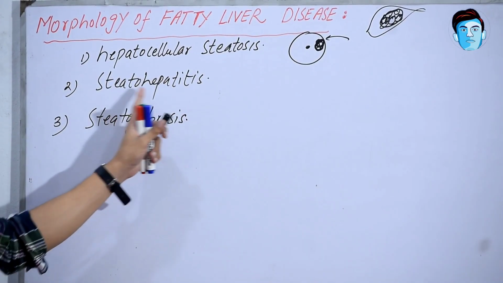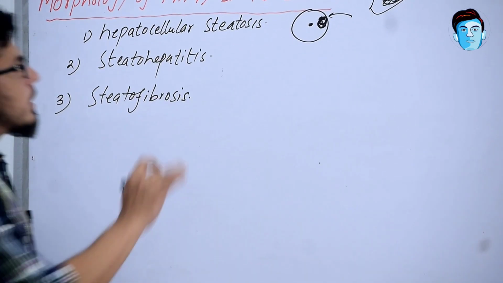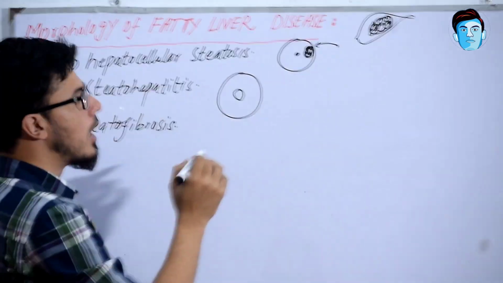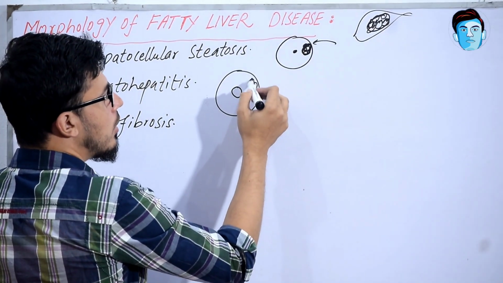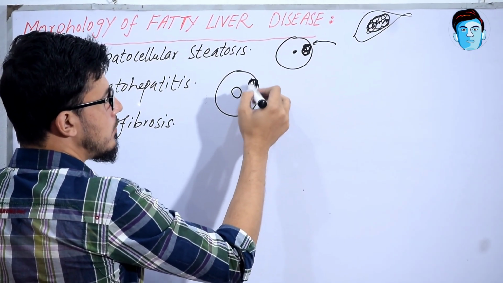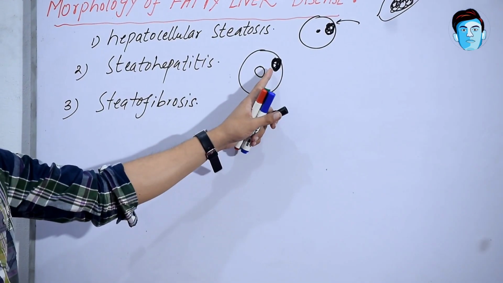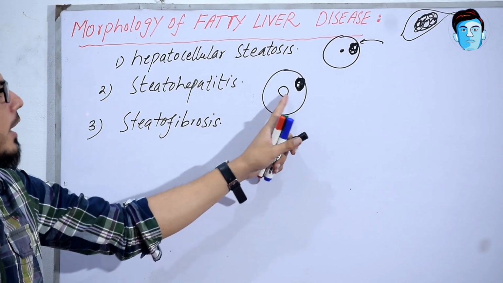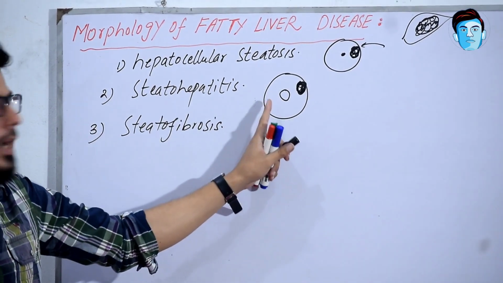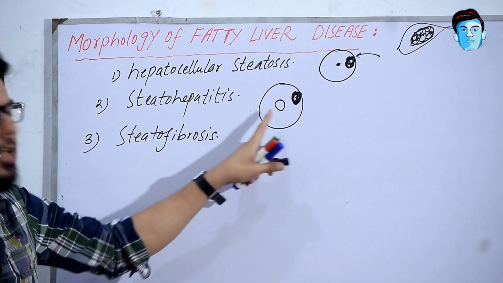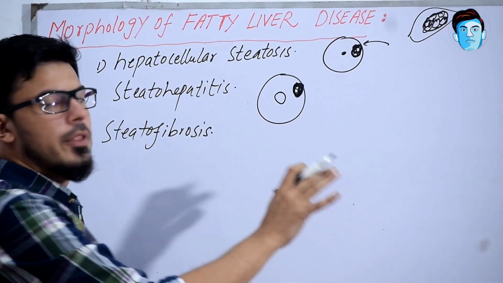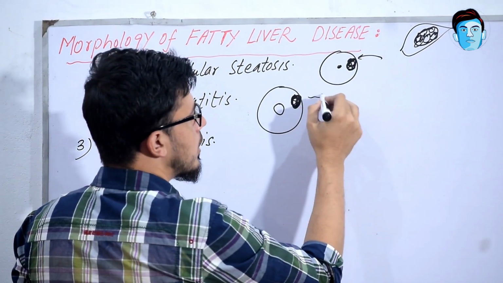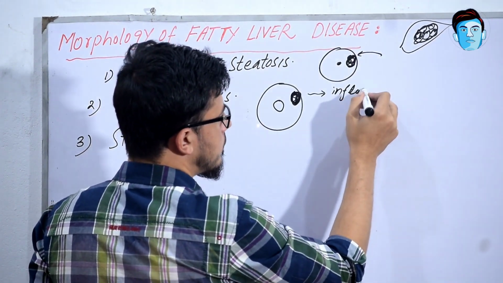While talking about steatohepatitis, if this is a hepatocyte and that is the nucleus of the hepatocyte, there will be fatty globules in the hepatocyte. But this fatty globule, with the progression of time, increases further to such an extent that it pushes the nucleus to the side. So it occupies a larger surface area, and it leads to necrosis of the cell and all these kinds of things. So it ultimately leads to inflammation.